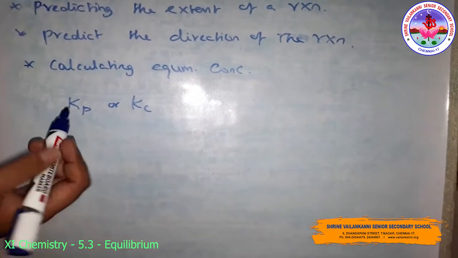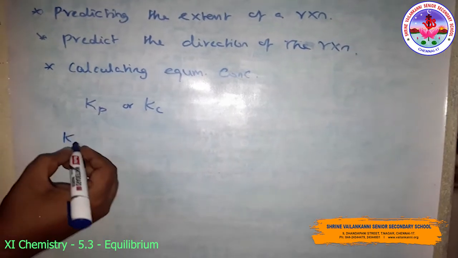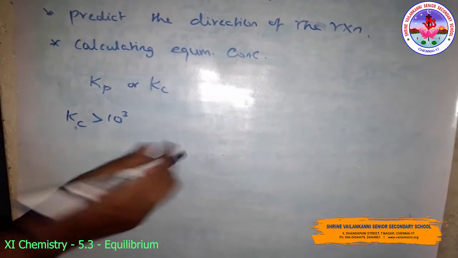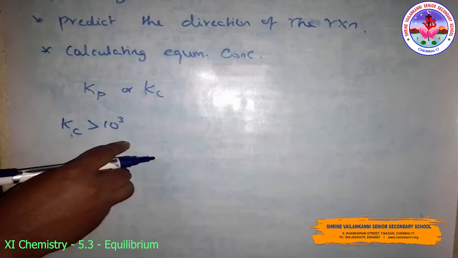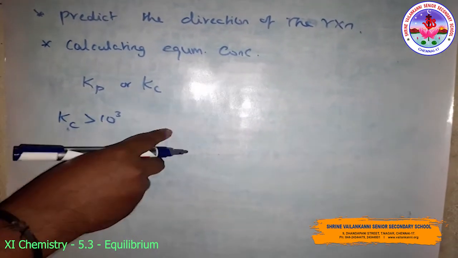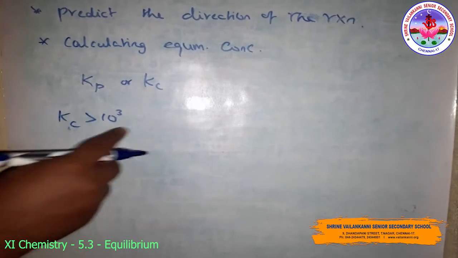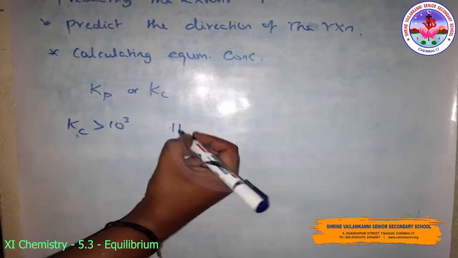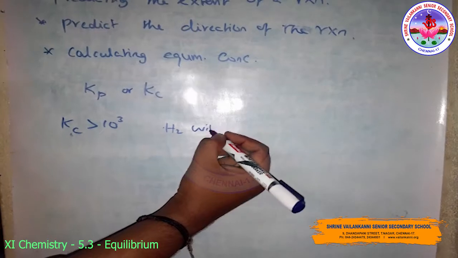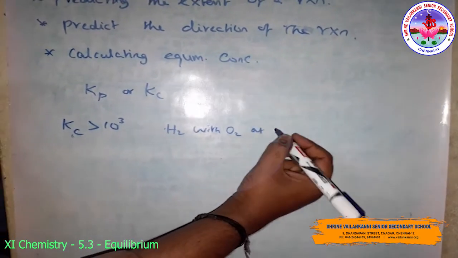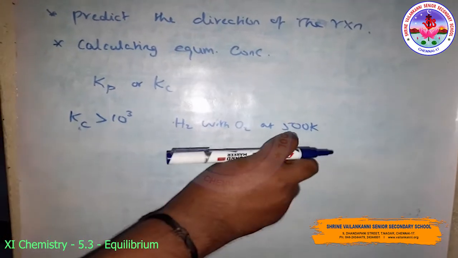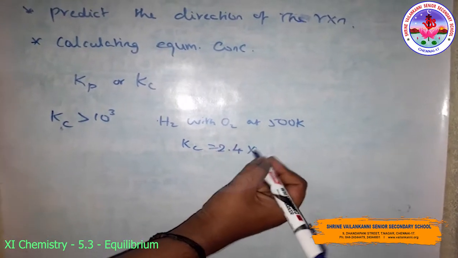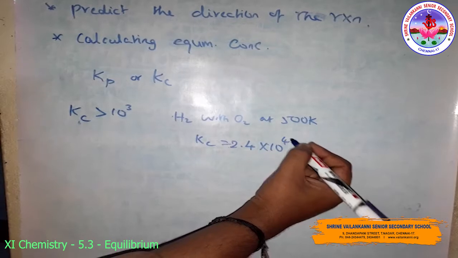So we can look at this. If Kc is greater than 10^3, the product is predominant over the reactant. That is, Kc is very large, so the reaction proceeds nearly to completion. For example, hydrogen H2 with oxygen at 500 Kelvin has a very large equilibrium constant, with the Kc value 2.4 × 10^47.